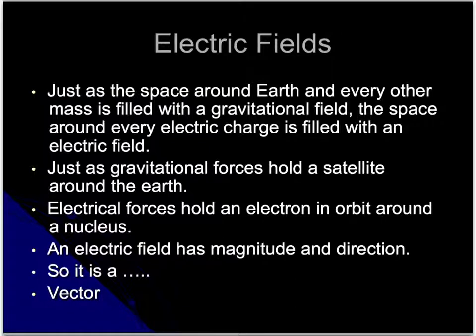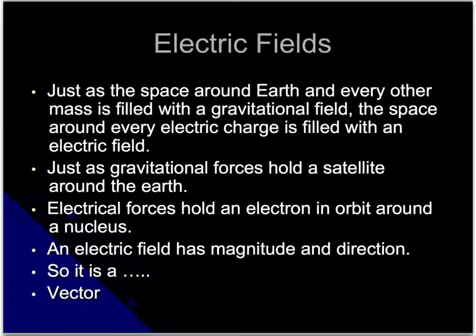Just as the space around Earth and every other mass is filled with a gravitational field, the space around every electric charge is filled with an electric field. So everything that has mass has a gravitational field, and last time I checked, everything had mass. So there's gravitational fields everywhere. But there aren't electrical fields everywhere. You actually have to have a charge to have an electrical field.